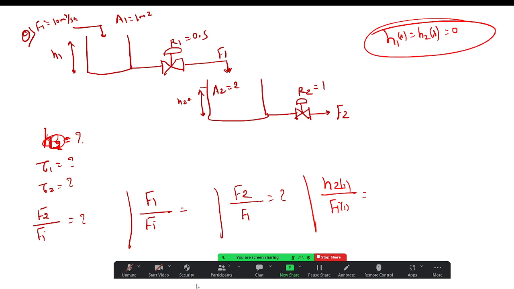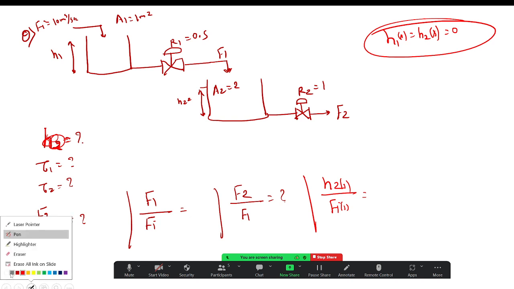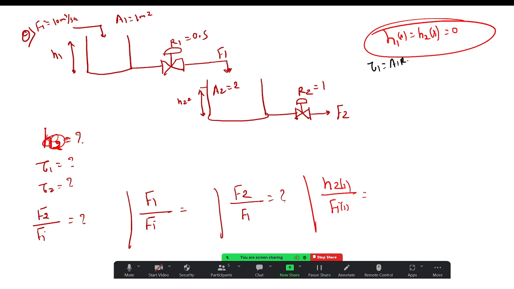Anyone has calculated? Yes, sir. So the thing is that it's very simple. First, the basic things you need to calculate, that is tau 1, tau 2 and all. So first I'll calculate tau 1 is equal to A1 R1. How much? A1 R1 is half. What is tau 2? That is equal to A2 R2. That is equal to what? 2.